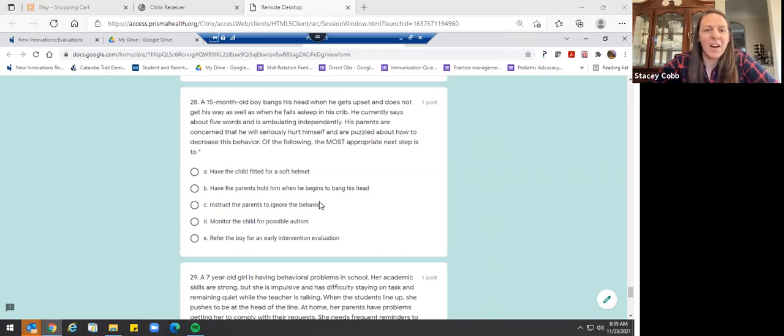Now, I also thought this one was a fun one. I got to think about this one. So the soft helmet doesn't solve the problem, so that's not going to be the next most appropriate step. We don't really want the parents to hold him while he bangs his head, because he is probably going to bang his head into their collarbones. That's what generally happens, if you try to grab a kid who's banging his head, he's going to get very upset with you.